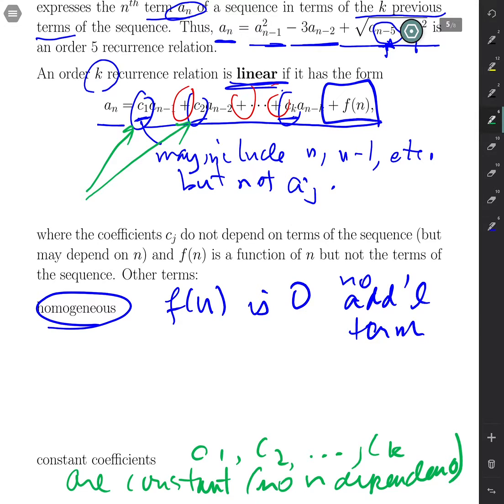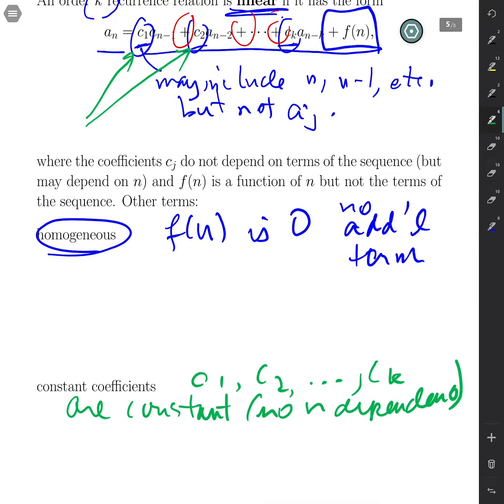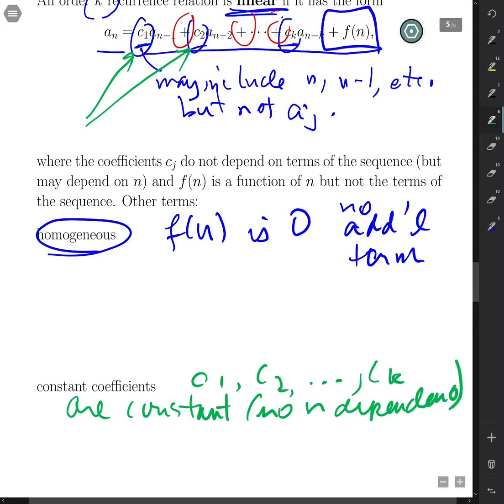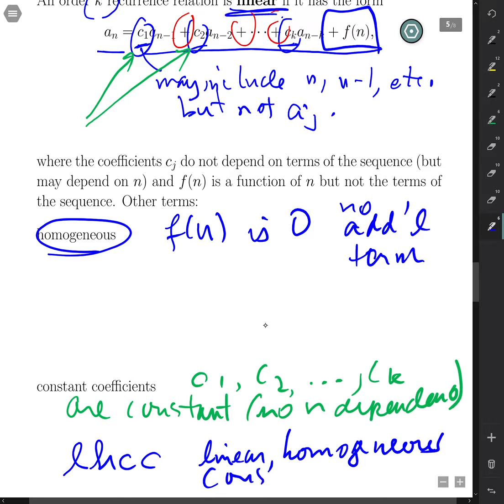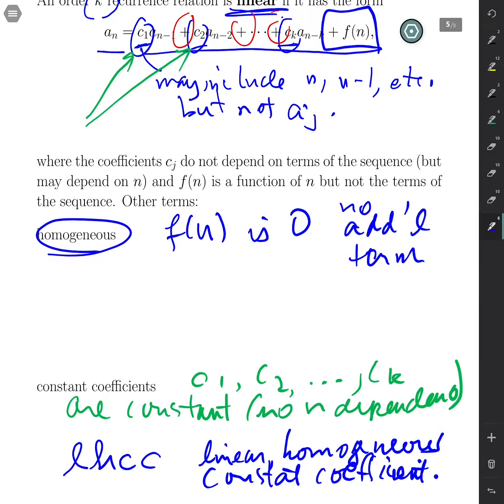We're going to put these things together and refer to a recurrence relation, just by an abbreviation, as LHCC: L for linear, homogeneous with an H, constant coefficient. So linear, homogeneous, constant coefficient. Okay, so that's a special category that's easy to work with, the easiest to work with.